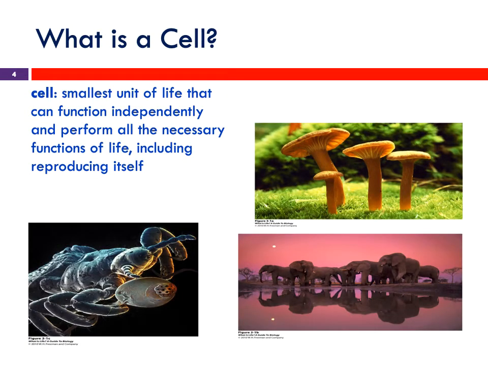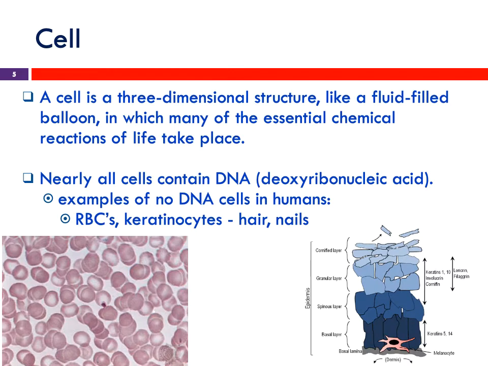A cell is the smallest unit of life that can function independently and perform all the necessary functions of life, including making more of themselves. It's a three-dimensional structure like a balloon that allows all the essential chemical reactions of life to take place. Nearly all cells contain DNA. Some cells do not, like RBCs, red blood cells, and your hair and nails. Those are cells whose job doesn't require DNA.